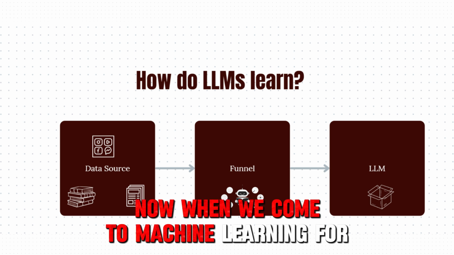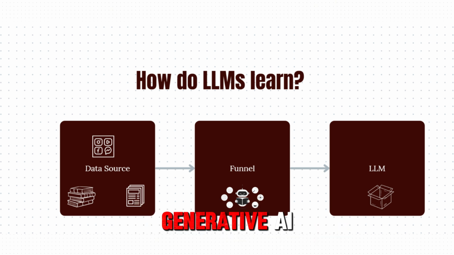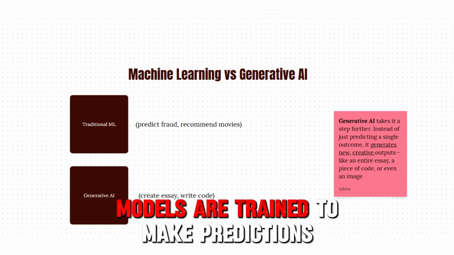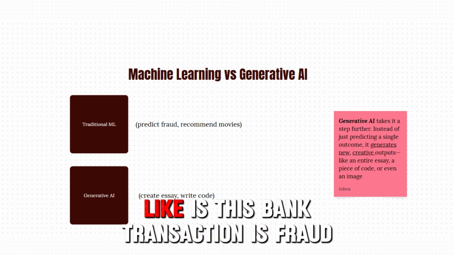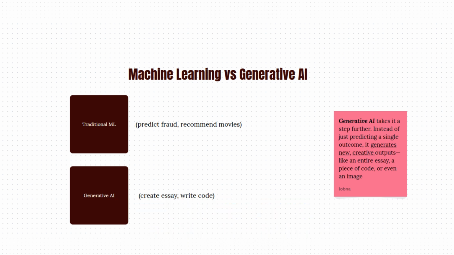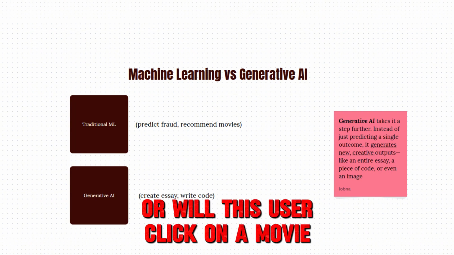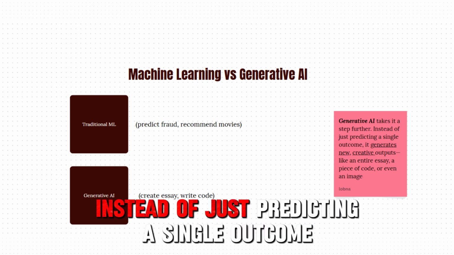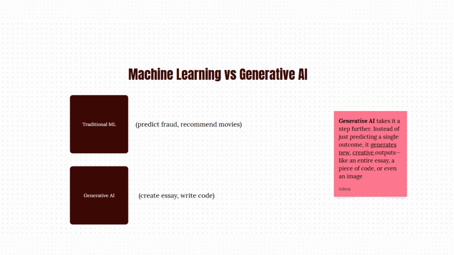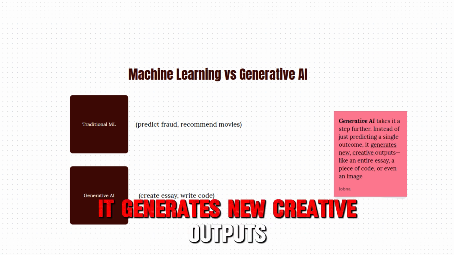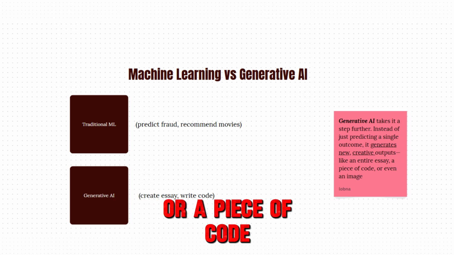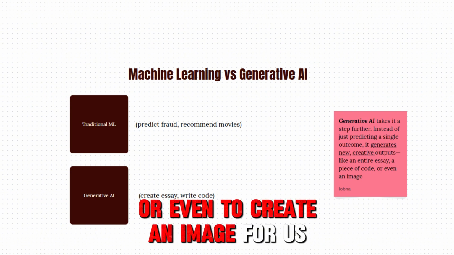Now, when we come to machine learning through generative AI, in traditional machine learning, models are trained to make predictions like: is this bank transaction fraud, or will this user click on a movie recommendation? But generative AI takes a step further. Instead of just predicting a single outcome, it generates new creative outputs like an entire essay, a piece of code, or even an image for us.